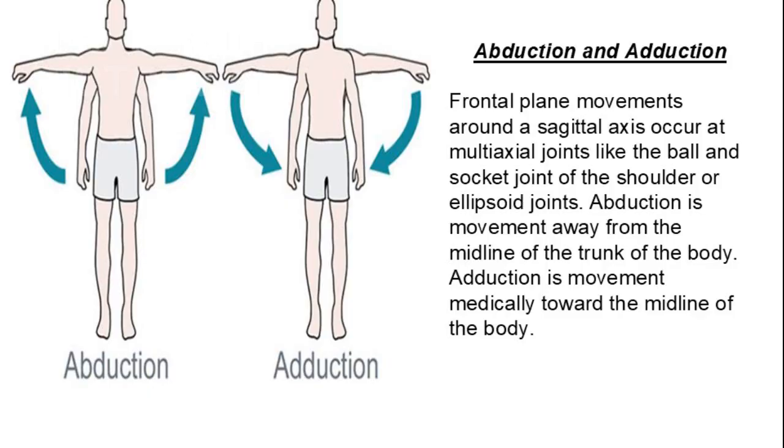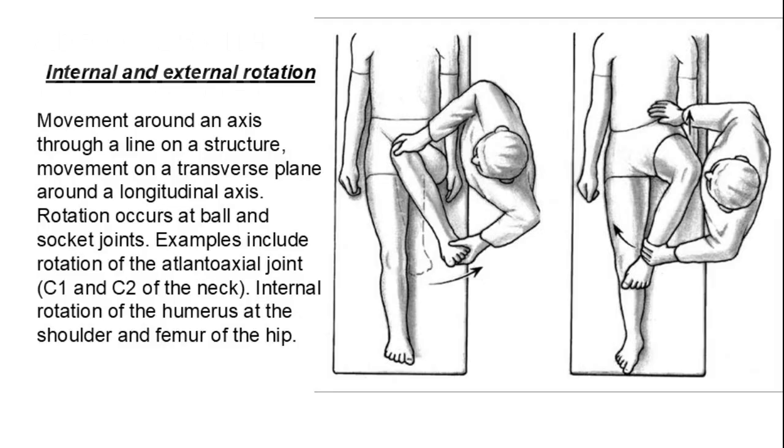or ellipsoid joints. Abduction is movement away from the midline of the body, while adduction is movement toward the midline of the body. Rotation is movement around an axis through a line on a structure. It is movement on a transverse plane around a longitudinal axis. Rotation occurs at ball and socket joints.